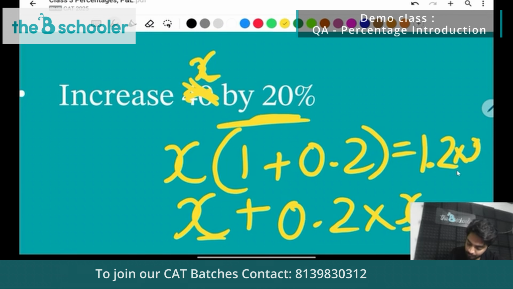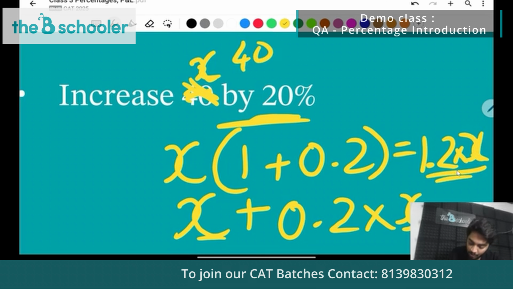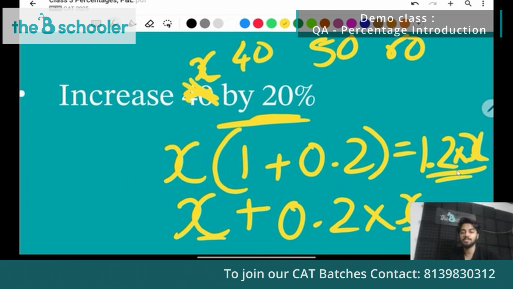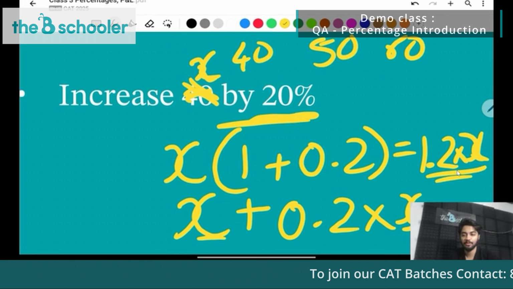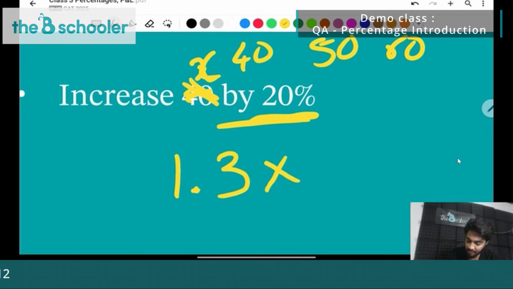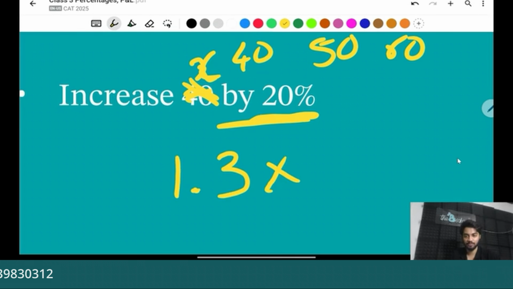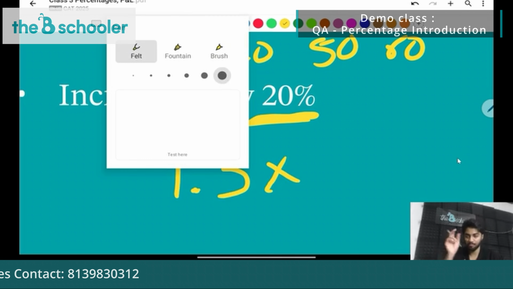times X, right? Now regardless of whether the value was 40 or 50 or 60, the answer is going to be 1.2 times that because there is an increase of 20%. Okay, is that clear? How did this 1.2 come? What if it was 30%? If it was 30%, it would be 1.3 times the initial value. Okay, so when we say 20% or 30% increase, it is 1 plus 0.something, so that many times the initial value.